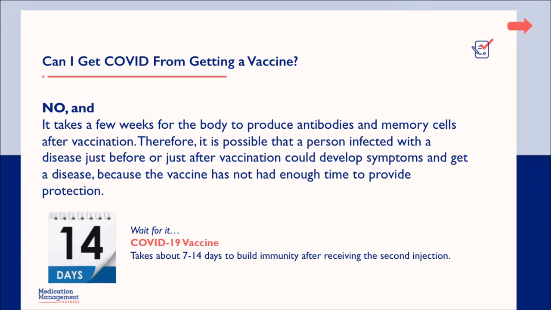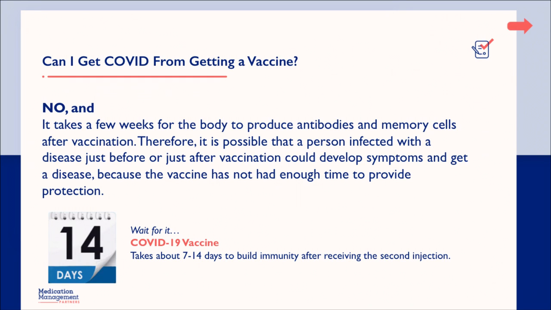So, can you get COVID from the COVID vaccine? No. And it's important to understand that vaccination is not immediate immunization. All vaccines either present us with the antigen or teach us to make the antigen, which causes our immune system to spring into action and build antibodies.